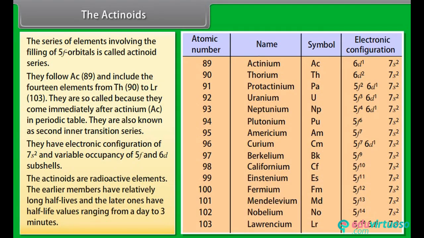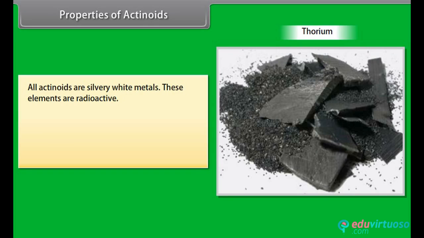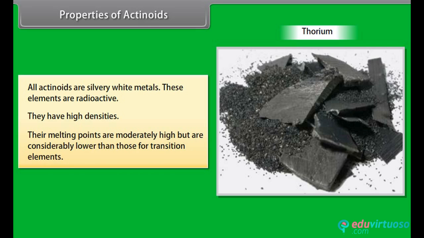The actinoids are radioactive elements. The earlier members have relatively long half-lives, and the latter ones have half-life values ranging from 1 day to 3 minutes. Properties of actinoids. All actinoids are silvery white metals. These elements are radioactive. After uranium, all the elements are man-made. They have high densities. Their melting points are moderately high but are considerably lower than those for transition elements.